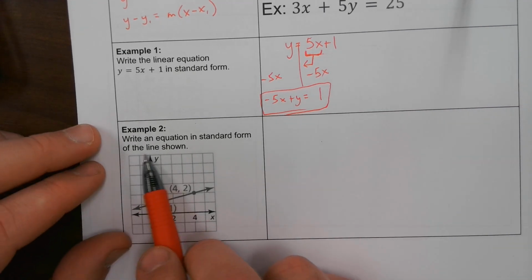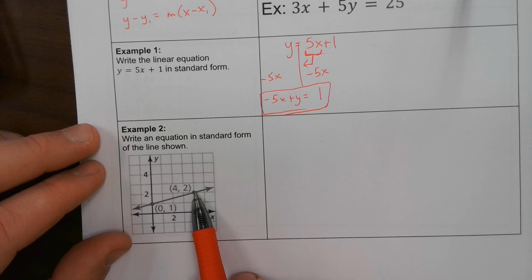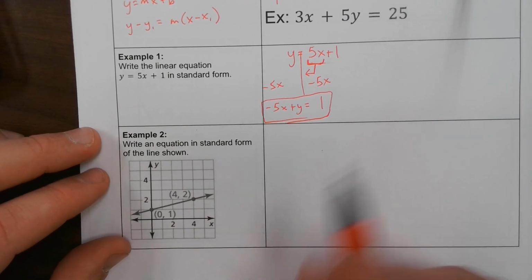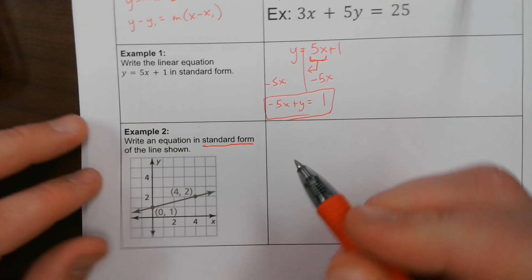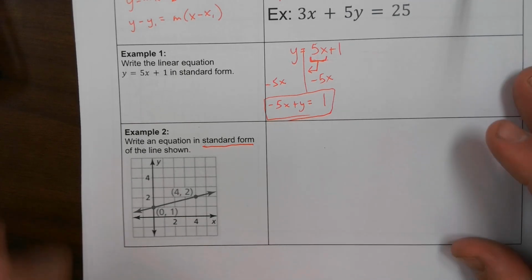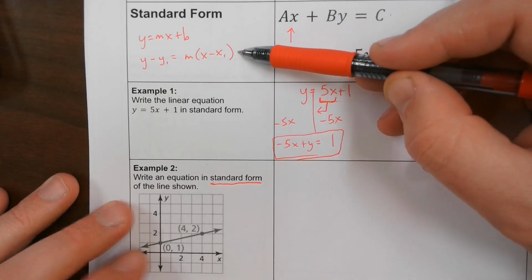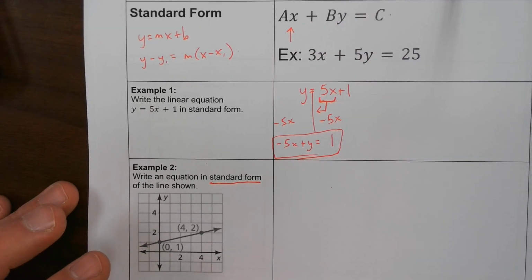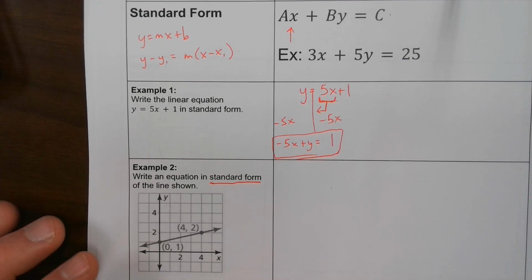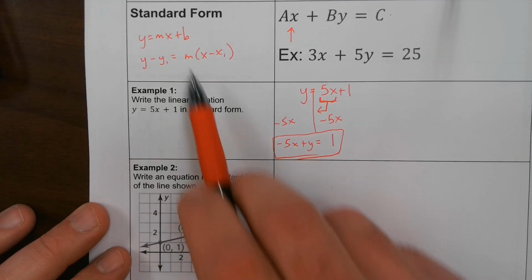Example number 2, it says write an equation in standard form of the line shown. So we have this line here, and we want it written in standard form. Like I said, unless it's a word problem, it's difficult to just start in standard form. So we're going to start in one of the other forms that we already know how to do, and then convert it into standard form. I'm going to show you both examples. If you have the intercept, that's going to be a little easier, so we'll start with that one.